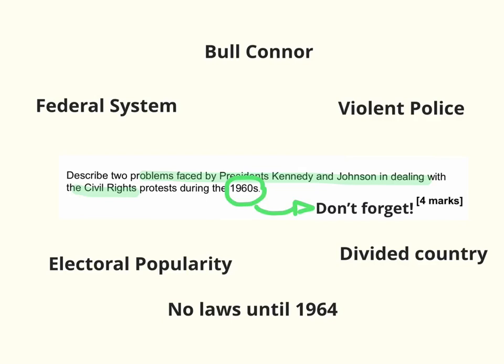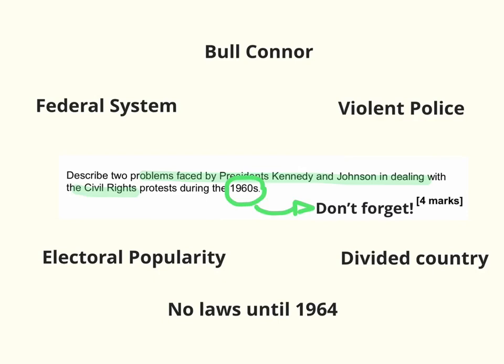You've got the actions of the police and the courts in the southern states which deny rights to the civil rights protesters. You have the issue of electoral popularity. Remember, in many ways America's split down the middle. It's a divided country during much of the 1960s, with people that want to keep Jim Crow and people that want to get rid of Jim Crow. And making it more difficult for the president is that up until 1964 there's no civil rights legislation to protect the civil rights protesters in the South.